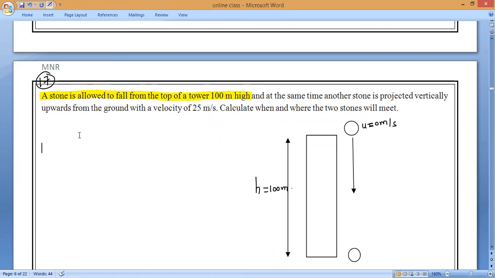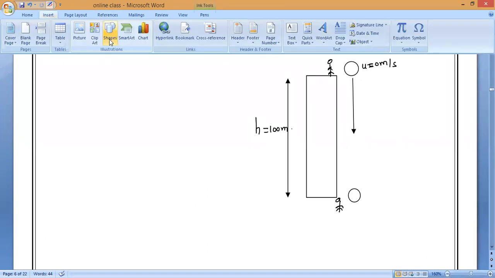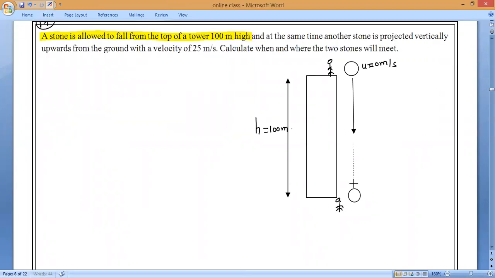For example, up here Mr. Harish is standing and he released the stone. At the same time, Mr. Kaushik is standing here and he threw the stone upward. With what velocity has he thrown it, guys? 25 meters per second. So that is what you have to understand. He has thrown it with 25 meters per second.